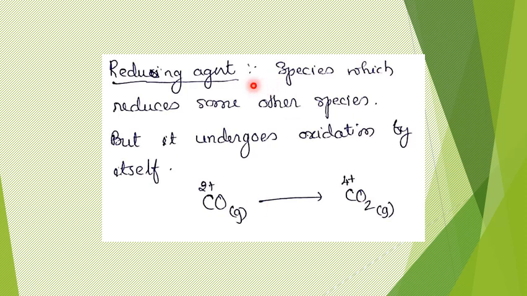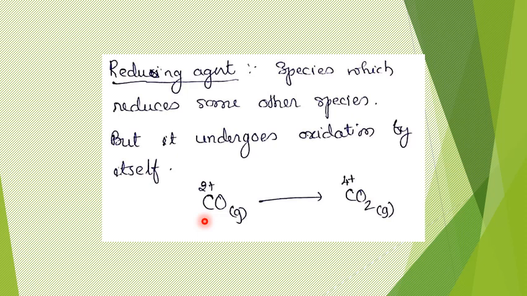Along the same lines, what is a reducing agent? A reducing agent should be a species which reduces some other species. Oxidizing agent oxidizes; reducing agent reduces some other species, right? And in turn, it should definitely undergo oxidation. If it is reducing some other species, it simply means that it is donating electrons to that species, so that the other species accepts electrons and undergoes reduction. Whereas this species, if it is donating electrons, should be losing electrons, and in turn it should have undergone oxidation.